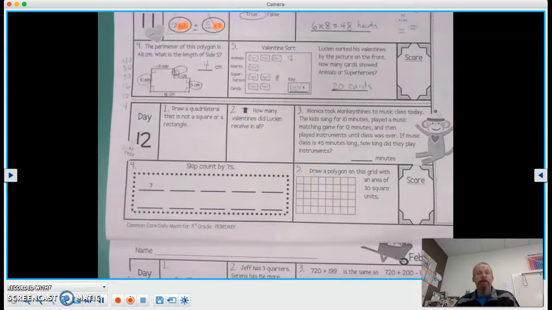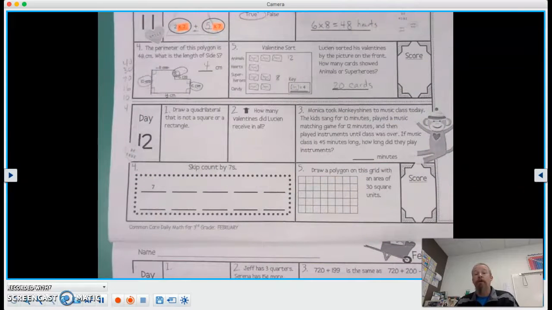Number 1, draw a quadrilateral that is not a square or a rectangle. Now, a quadrilateral, quad meaning four, is a four-sided shape. That's a closed figure, okay? And it can't be a square, and it cannot be a rectangle.